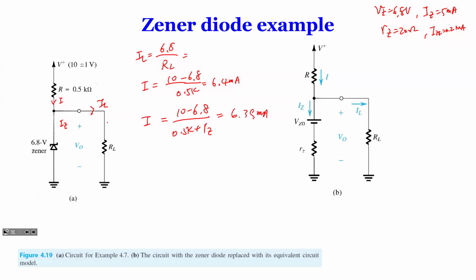By this point, we want to understand that RL has to be big enough so that the load current doesn't exceed, let's say, a few milliamps. Why? Because if RL is too small, and current IL is too big, then your IZ will drop. So IZ is equal to I minus IL, and this has to be larger than typically a few milliamps.